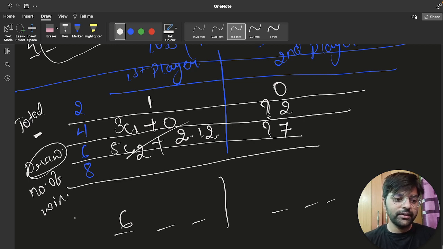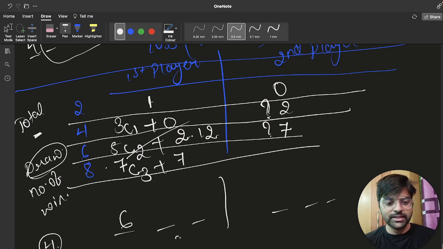Now for 8, what will I get? So 8 divided by 2, so we have 7 numbers left. n minus 1 is 7, so 7C3 plus this one, 7. So 7C3 is 35 plus 7, you will get 42. So this will become 42.